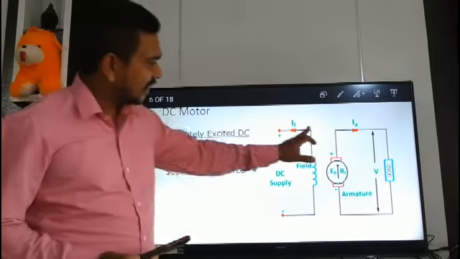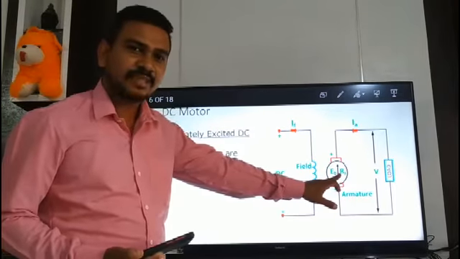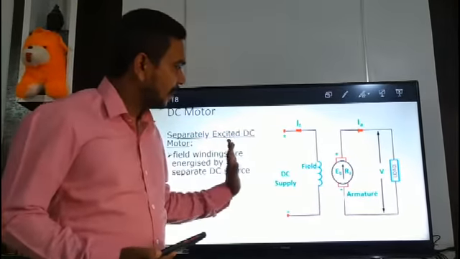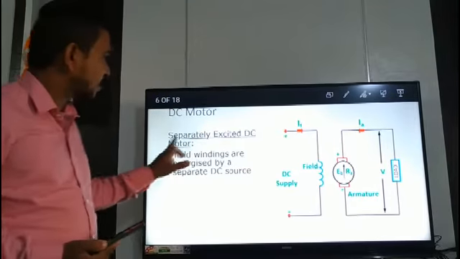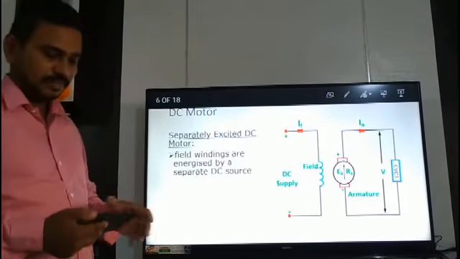Here the circuit is there, the field is not connected with the armature, it is separately connected to the DC supply. That's why it is known as the separately excited DC motor.